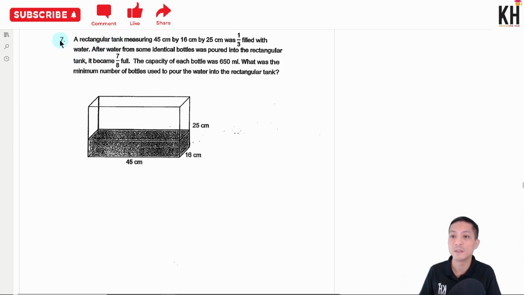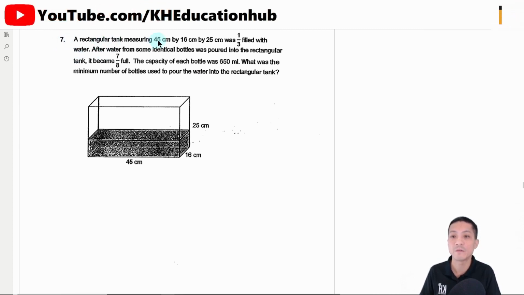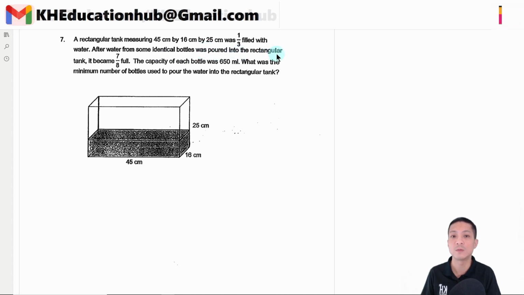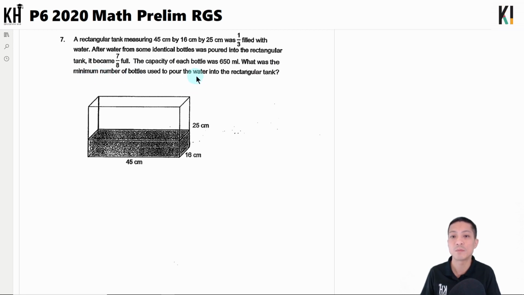Okay, question 7. Rectangular tank measuring 45 cm by 16 by 25 cm. It was 1/3 filled with water. After water from some identical bottles was poured into the rectangular tank, it became 7/8 full. The capacity of each bottle is 650 ml. What was the minimum number of bottles used to pour the water into the rectangular tank?